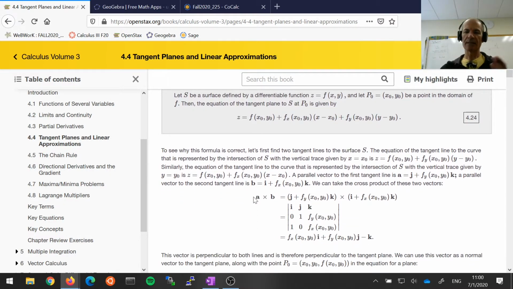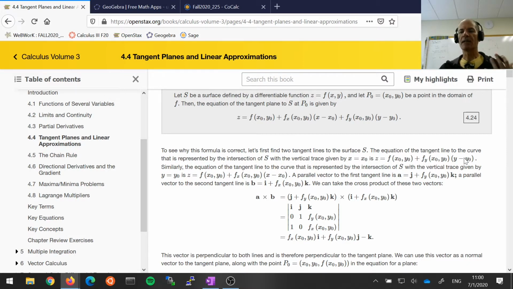Well, the book sort of jumps a little bit in a way that I think is not valuable. The book immediately jumps to the fact that the equation of the tangent line to the curve that is represented by the intersection of S with the vertical trace is given by this expression: z equals f of x0, y0 plus f sub y of x0, y0 times (y minus y0).